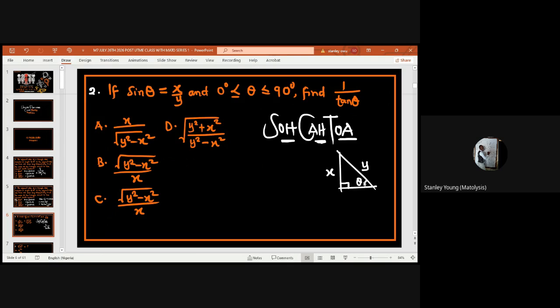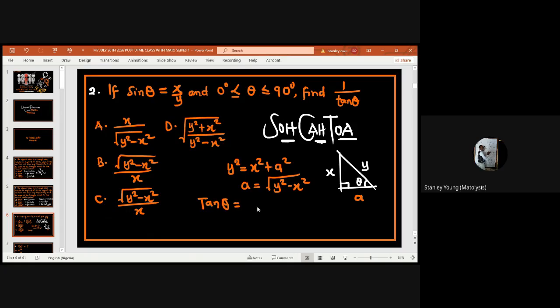You do Pythagoras theorem. So if you do Pythagoras theorem, this side is going to be the square root of y squared minus x squared. Why is that so? If you choose to call it a, Pythagoras theorem says y squared equals x squared plus a squared. You make a the subject, that's going to be the square root of y squared minus x squared. Now the question tells you to find 1 over tan theta.